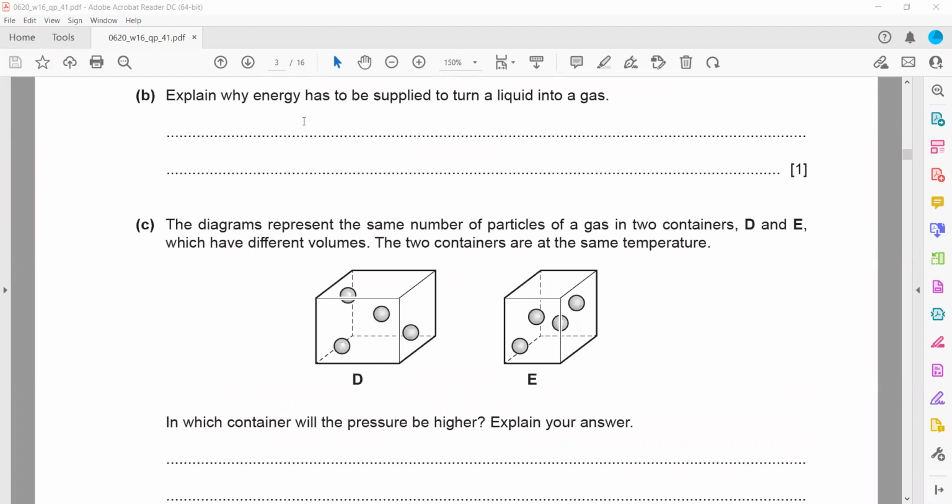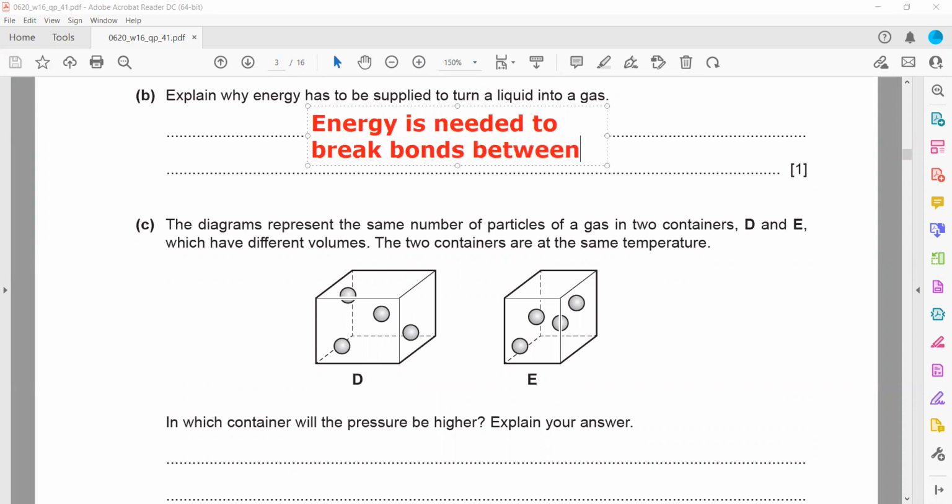Then the diagram represents the same number of particles in two different containers. Which container exerts a higher pressure? The container E, because it has a small volume. So there are more collisions. As a result, it will exert a high pressure.